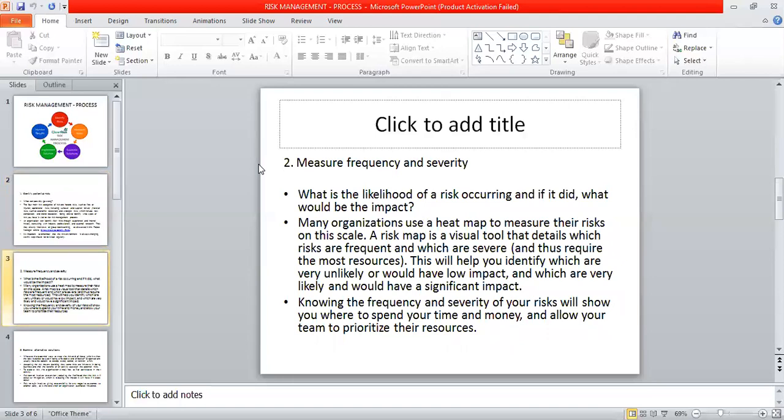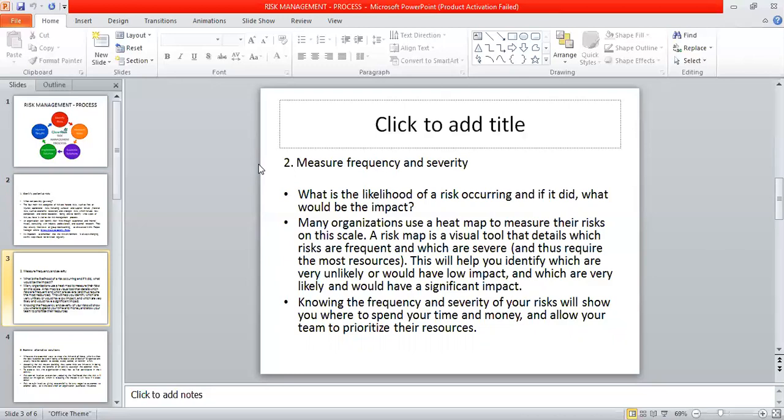Second one is we have to measure the frequency and severity. It means what is the likelihood or probability, what is the frequency of a risk occurring, and if it did, what would be the impact of that occurring, or what would be the severity, right? Once the risks have been identified, they must be assessed for their potential severity of loss and the probability of occurrence.